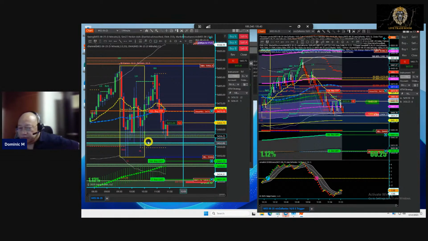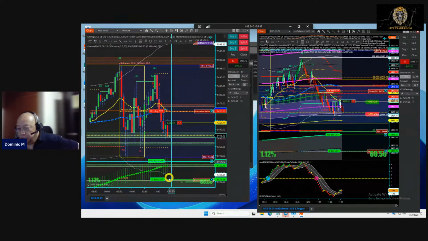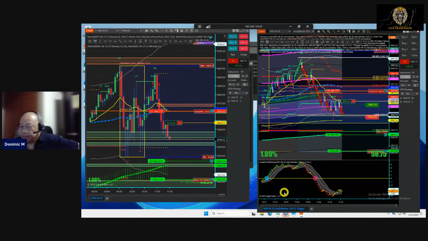Let's see if we can break this right here. This swing right here, right? On the 5 minute. Here's the IB low. Extension is down here. I like to see it past this minus 0.5 deviation, this one, because that's usually strong support.